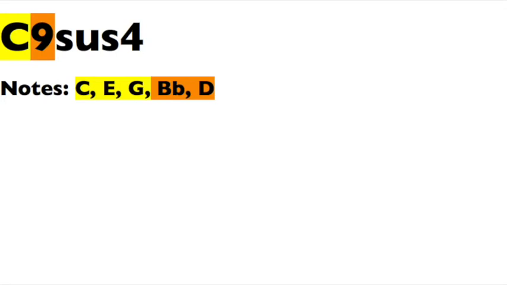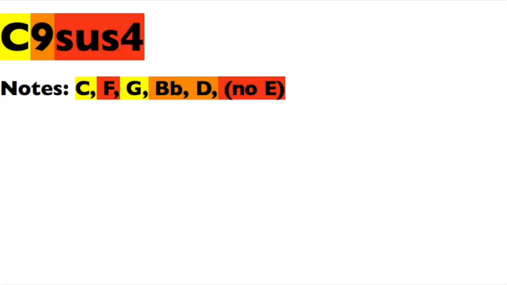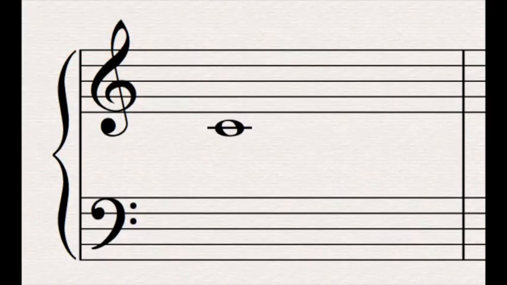C9 sus 4. Here we have a C major triad with a minor 7th and a major 9th, but the third has been raised to a perfect fourth as it is a sus 4 chord. So C, F, G, B flat, and D.